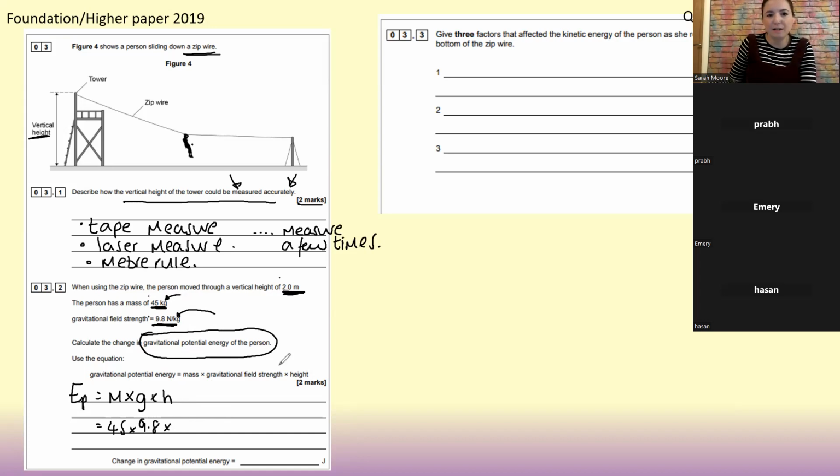And height is 2 meters. For height, we're looking for a number with meters after it. So 2. We don't have to do any conversions here. Everything's in the correct units. There's nothing to square. So we can go ahead and work this out. And it gives us an answer of 880. The unit is already there. So I'm showing you how we should really be setting out our answer to any calculation-based question.